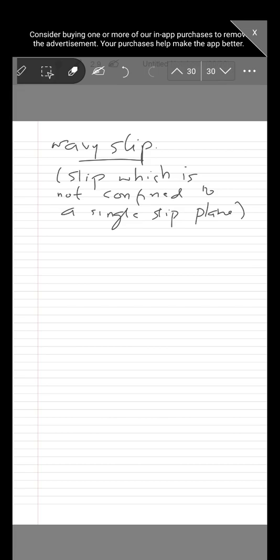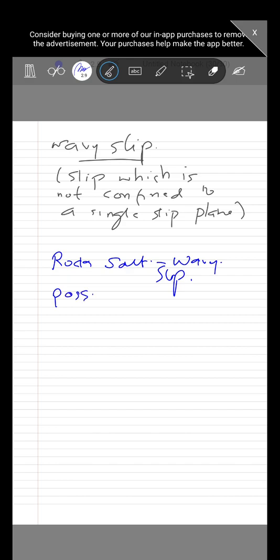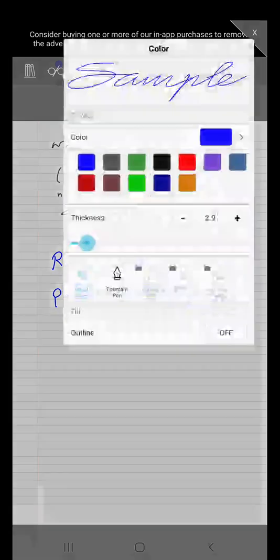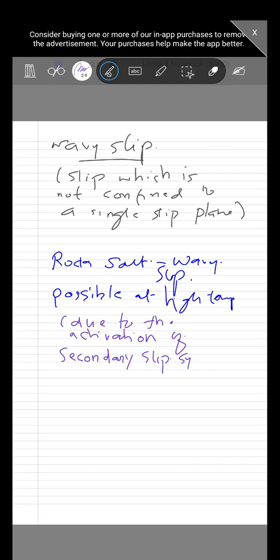In rock salt, wavy slip becomes possible at high temperatures, mainly due to the activation of the secondary slip system.